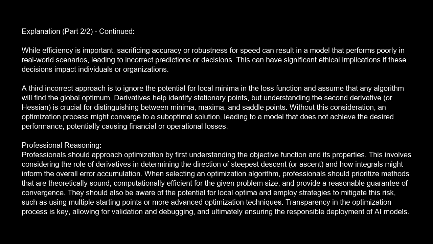Professional reasoning. Professionals should approach optimization by first understanding the objective function and its properties. This involves considering the role of derivatives in determining the direction of steepest descent, or ascent, and how integrals might inform the overall error accumulation. When selecting an optimization algorithm, professionals should prioritize methods that are theoretically sound, computationally efficient for the given problem size, and provide a reasonable guarantee of convergence.